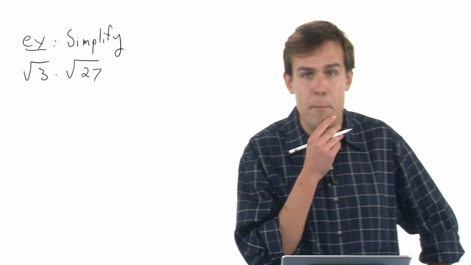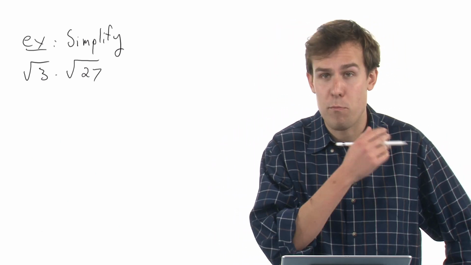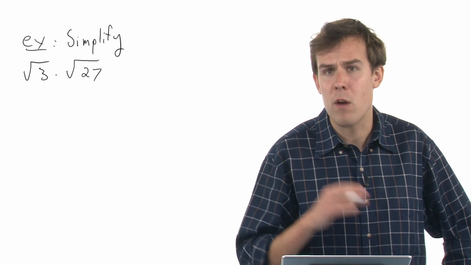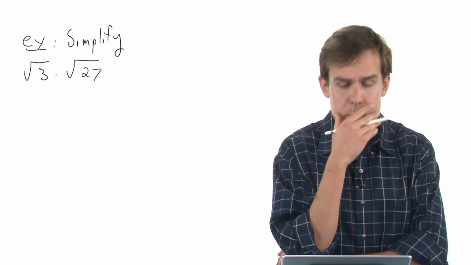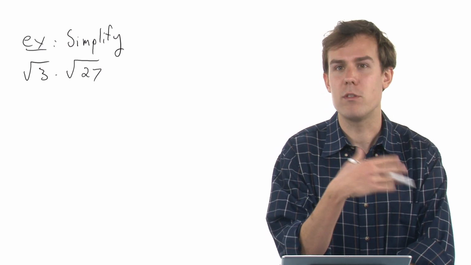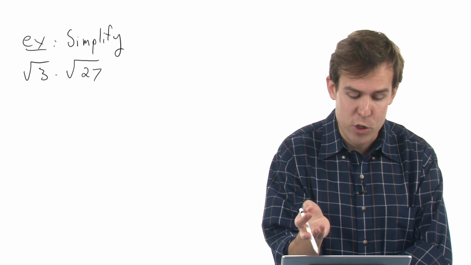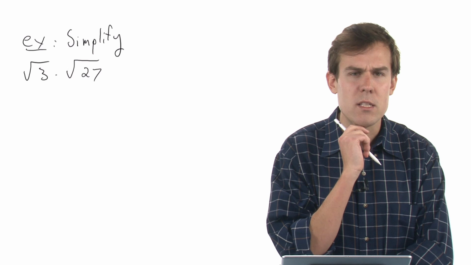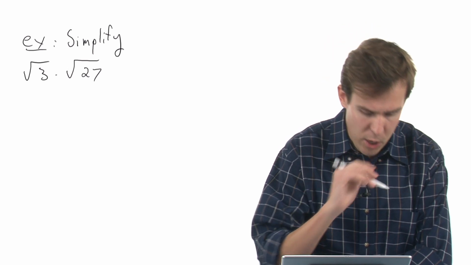So here's a cute example. It's going to combine some of the stuff we saw in the very first submodule on roots. So I have the square root of 3 times the square root of 27. Now, individually, both of these numbers are a mess. We'll see later in the course that they're both irrational numbers. They're very long decimals that never repeat. So it doesn't seem like there's an obvious simplification here.